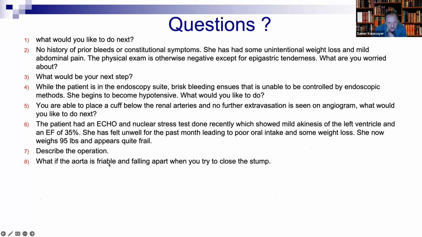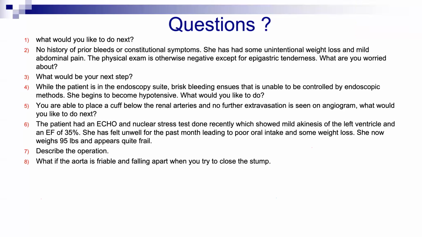What if the aorta is friable and falling apart when you try to close the stump? You cannot. Every time you suture, it cuts through. Reinforce it with a graft. The best way is to get some tissue from the back, because in the back there's always some, like the perivertebral area has a lot of adventitia. You can take it with a suture. You can use a bludgeon to address your sutures. No, you can put a graft.